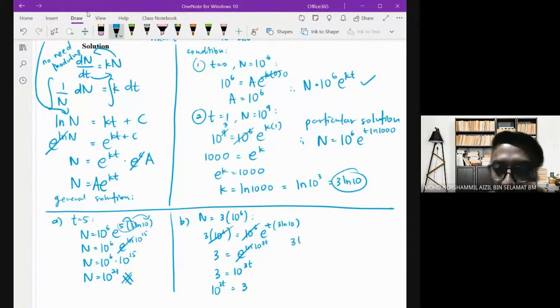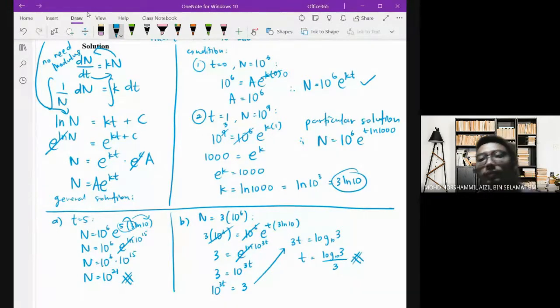So this one you can solve by using add on log both sides. You boleh tambah log kiri kanan. So you akan dapat 3T equals to log 3 base 10. Ini nanti dekat sini you akan dapat macam ni. And then T will be log 3 base 10 over 3. So this is the time lah. Of course hour lah.